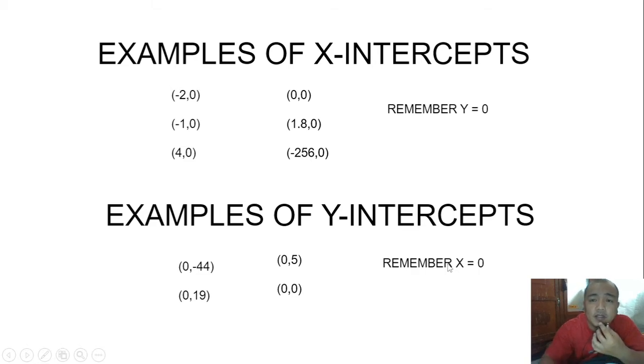So examples of x-intercept, we have here (-2, 0), (-1, 0), (0, 0), (1.80, 0), (-256, 0), and remember y equals 0 for x-intercept. For y-intercepts, here are examples: (0, -44), (0, 19), (0, 5), (0, 0). And remember, for y-intercepts, x equals 0.